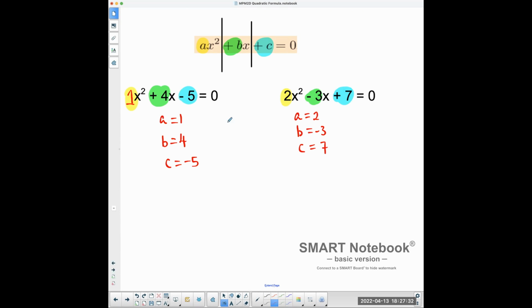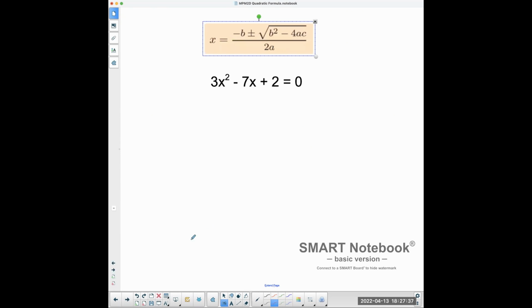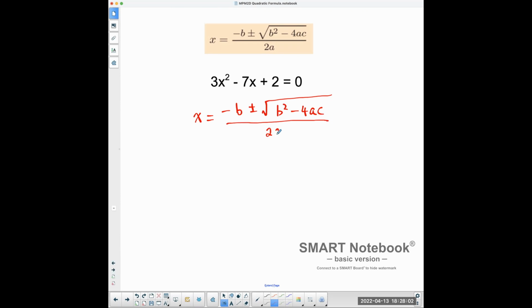Now that you know how to correctly identify the letters a, b, and c, let's try the quadratic formula. So here we have 3x squared minus 7x plus 2 equal to 0, and you're asked to solve for the value of x. We're going to use the quadratic formula. The quadratic formula states that x equals -b plus minus the square root of b squared minus 4ac, all divided by 2a.